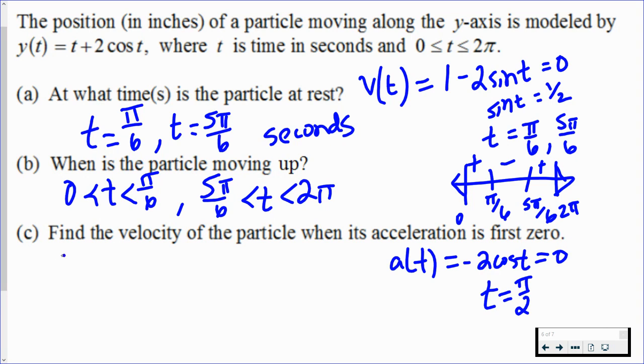So now we want velocity at pi over 2. So 1 minus 2 sine of pi over 2, 1 minus 2 is negative 1. Units for velocity, remember, it's the position units divided by time, so inches per second.